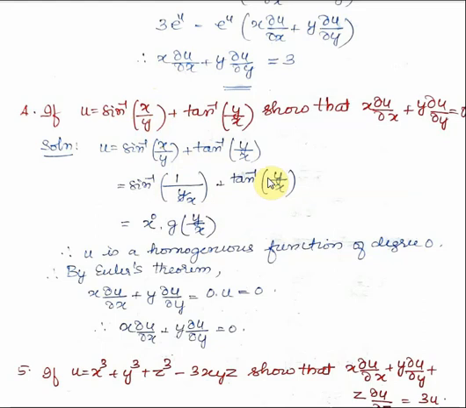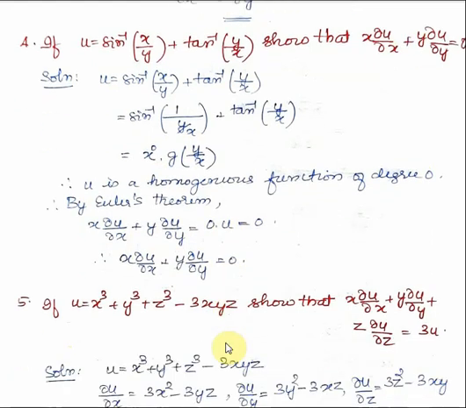But there is no power of x taken outside. So what is the power of x taken outside? X power 0 into this entire thing, which is a function of y by x. So this u is directly a homogeneous function of degree 0. Therefore, by Euler's theorem, x dou u by dou x plus y dou u by dou y, what is the degree? It is 0 into the function u. So 0 into u is going to be 0. Therefore, this follows directly by Euler's theorem.